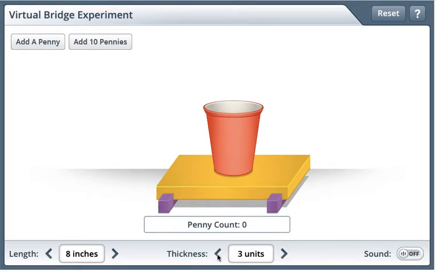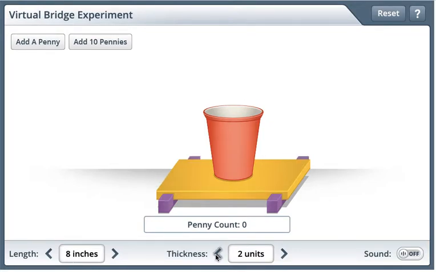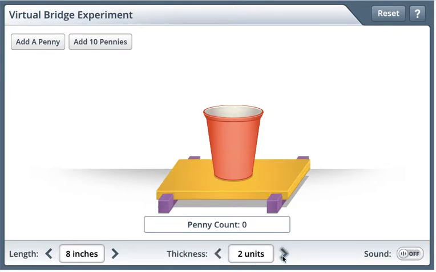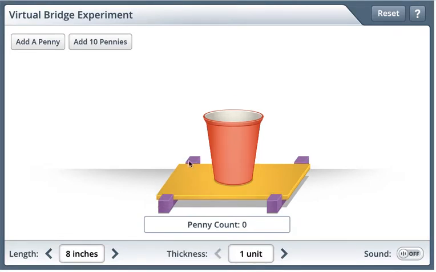That won't change, that will be set. But we're going to do the experiment 6 times, and we're going to change the thickness of the bridge. So we'll do an experiment with 1 unit, then we'll do it again with 2 units. So at 1 unit, you would add a penny.